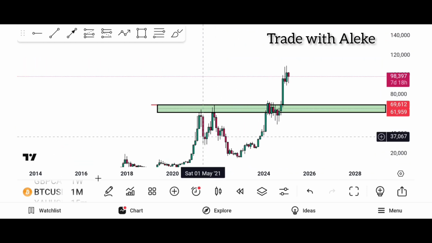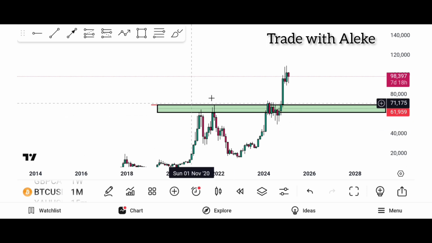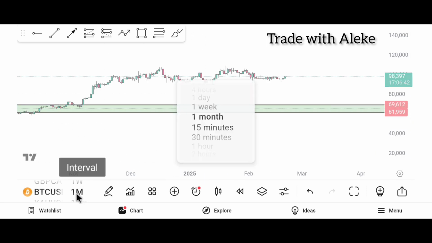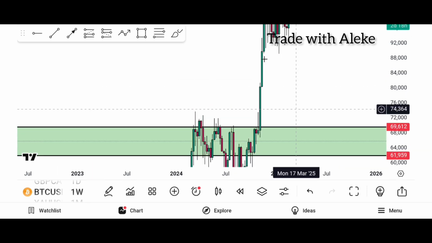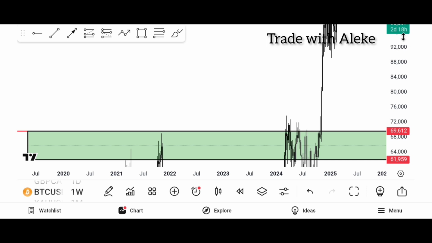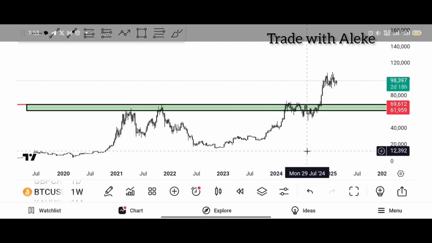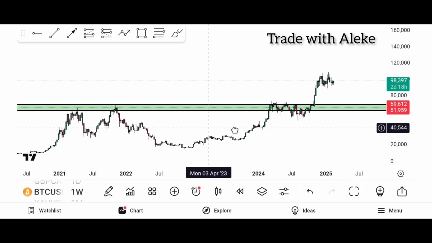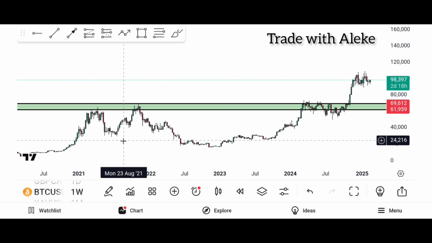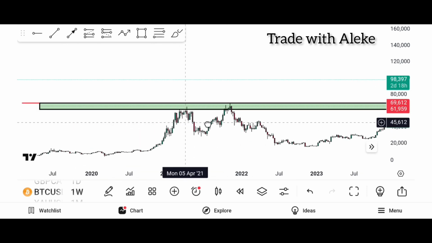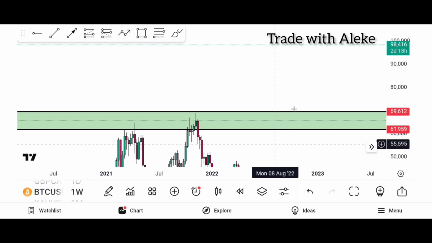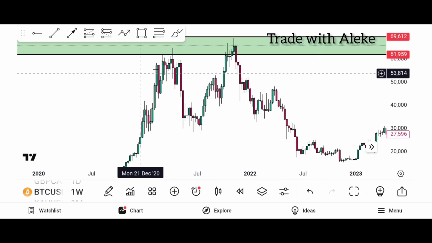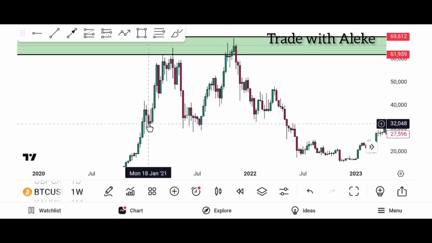If we are to go to the weekly time frame, let us see how price reacted off these zones on the weekly time frame. Now on the weekly time frame, what are we seeing? So on our weekly time frame, let me start from the beginning. You see, when price got to this level, this is the structure of the market.